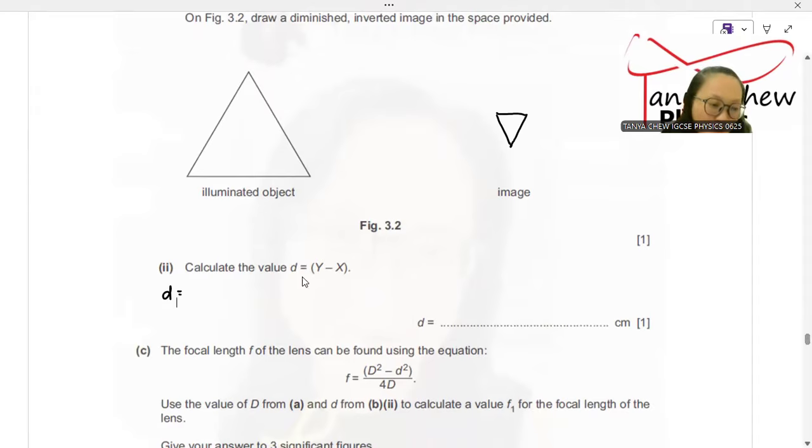The second part, calculate the value d is equal to y minus x. The value of y is equal to 59.8 cm, minus the x, 20.5. Remember, we just calculated that. And I got 39.3 cm. So 39.3 cm is the answer.